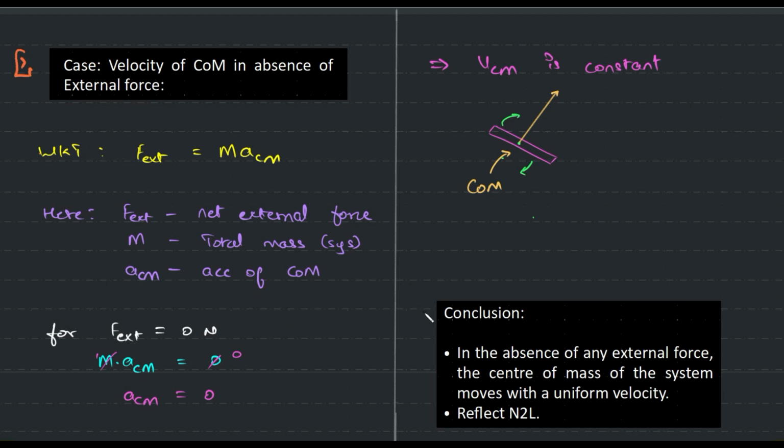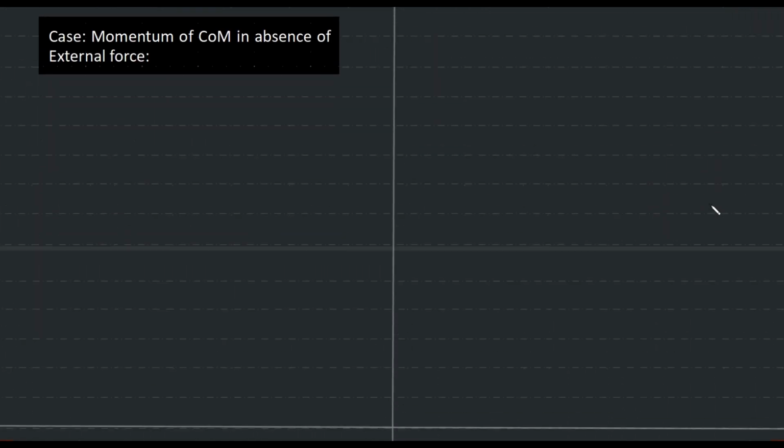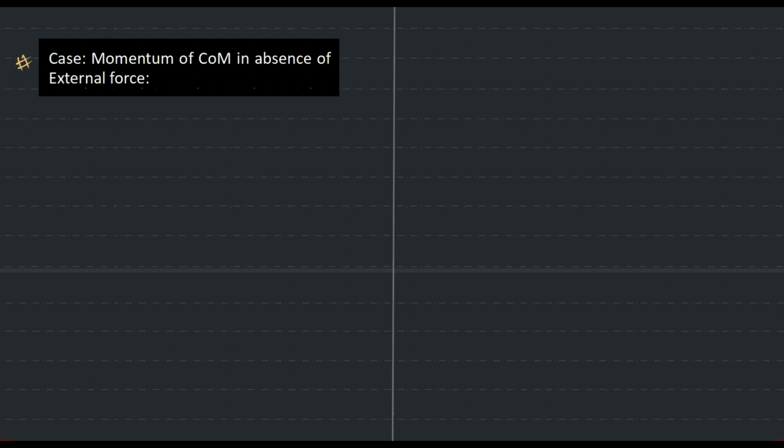Okay. So the conclusion of this discussion is that in the absence of any external force, the center of mass of the system moves with a uniform velocity. So this reflects your Newton's second law. Again, this is much more fun to learn and watch when you do it with experiments. So there are videos which will show this, but yeah, we'll have our own video as well. Next, momentum of center of mass in the absence of external force.